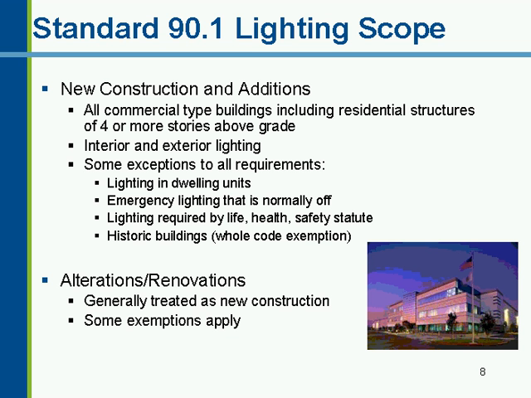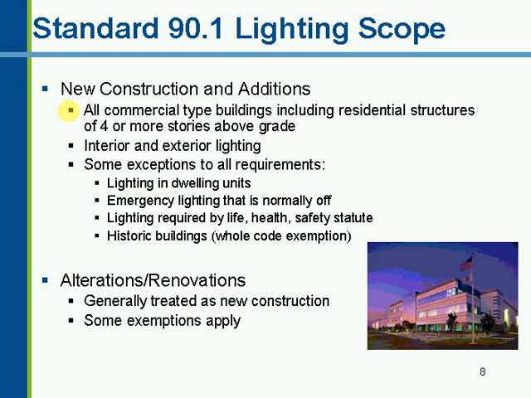We'd like to move into the majority of the requirements, which are in the lighting section. And first, a bit about the scope. The lighting section does apply to new construction and additions. It includes all commercial buildings, and it includes residential structures if they are 4 or more stories above grade. If you have a residential structure, such as an apartment building, that's only 3 stories or less, then this would fall under whichever applicable residential code there is in the state or local jurisdiction.